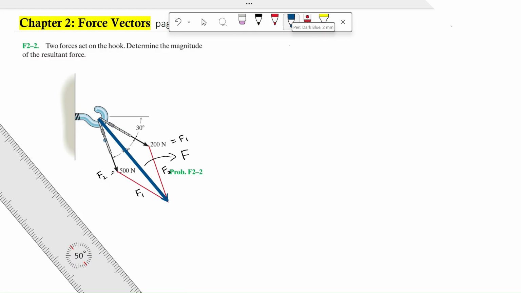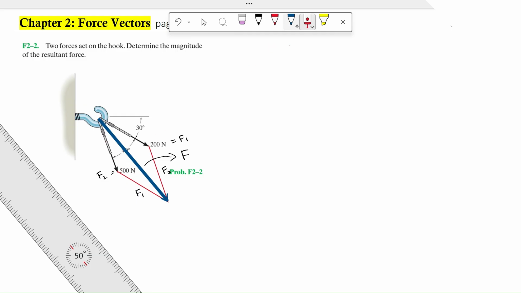So now we have two forces, F1 and F2, and we have drawn the parallelogram, and this diagonal will yield the resultant force. Now considering this triangle, this is the diagonal, and this is one side and this is the other side. Looking at this triangle, we have the F2 force, the F1 force, the resultant force, and we have this angle and this angle.